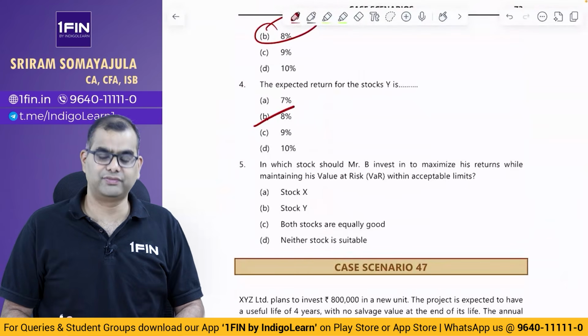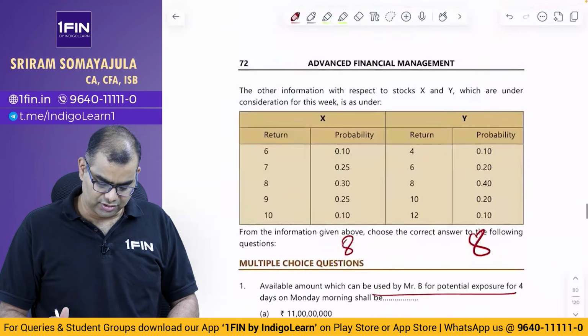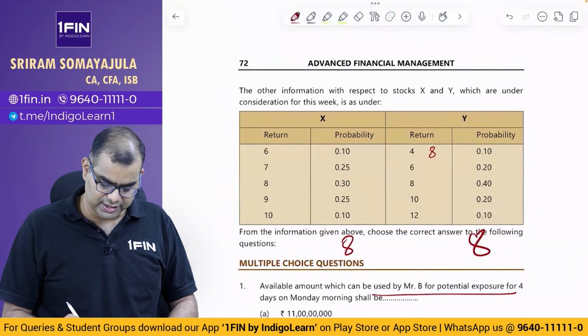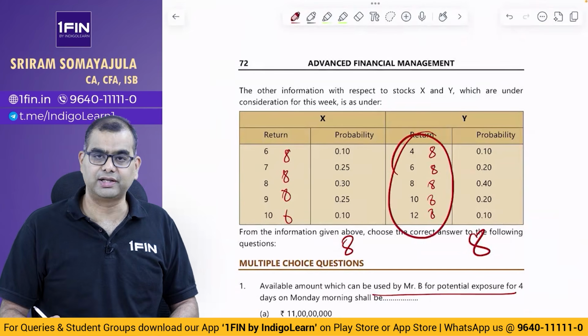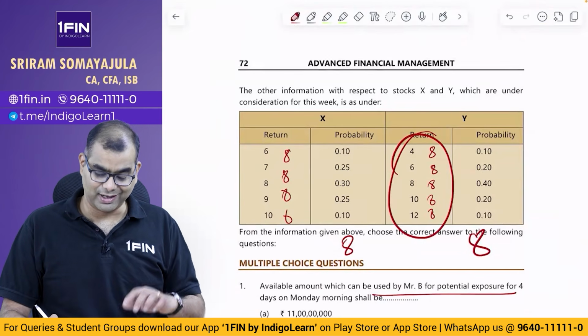So, which stock should you invest in? See here, out of these stocks, this stock has 8 as the average. This also has 8. But if you see the second stock, it has higher volatility. If you have higher volatility, you have to maintain higher VAR.